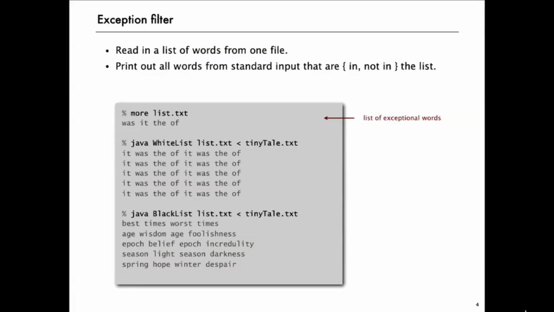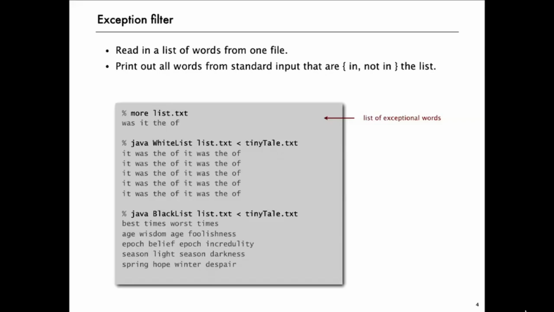So there are 2 complementary ways to look at this. One is so-called whitelisting, where we want to take the words in that file, and then we have some other much bigger file. What we want to do is print out all the occurrences of our exceptional words in our given file. Those are the ones that we care about, that we want to get through. In this case, tinytale.txt, the first couple of words from A Tale of Two Cities, and these words appear often. It was the of, it was the of.